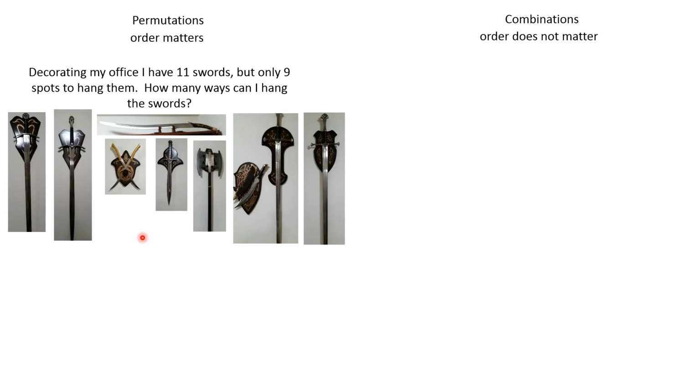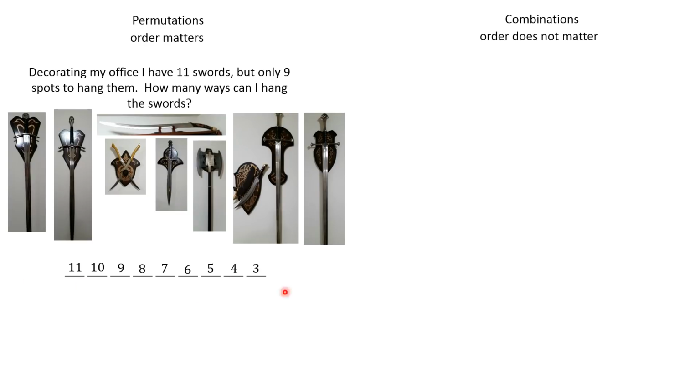All right, so anyway, we're going to do this problem. So I have 9 spots. How many ways could I pick one for the first spot? I have 11 to choose from, so 11. And then for the second spot, there's only 10 left to choose from because I can't hang the same sword in 2 different places. That violates the laws of space and time. And then 9, then 8 in the next, and 7, and 6, 5, 4. And I had 3 to choose from for the last spot.